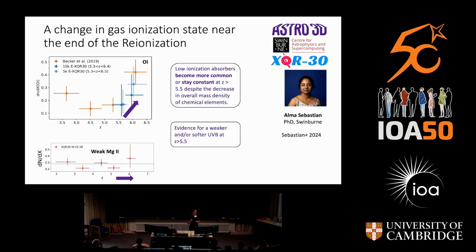Oxygen 1 goes up. Weak magnesium 2, which traces both the higher ionization gas and the lower ionization gas, continues to be flat over this cosmic period of time where metallicity should be going down. So this is evidence for a weaker or softer UVB occurring in the circumgalactic medium.